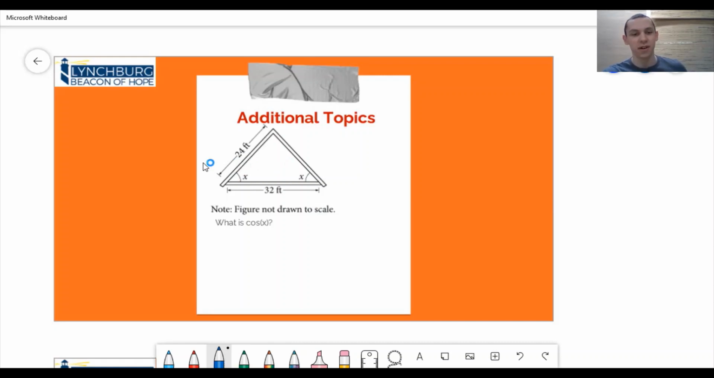It gives us this triangle with one side of 24 feet, these two congruent angles x, and this other side that is 32 feet long. It tells us that the figure is not drawn to scale, which I would like to think was obvious, since this is not 32 feet long. And it says, what is cosine of x? The problem itself is only a few words and seems fairly simple, but there's a lot we need to do from this picture to get to cosine of x.